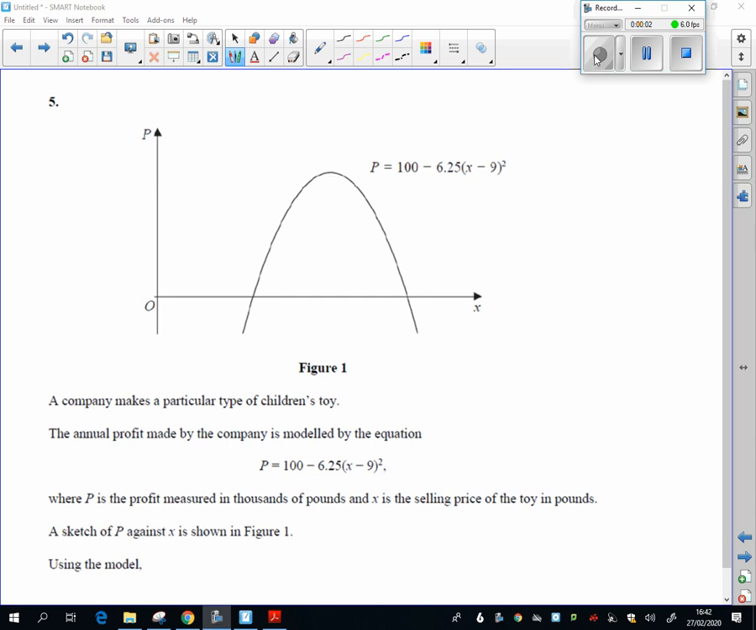Okay, so question 5 is really just about quadratics, but it's quite a fiddly one in terms of getting all the units correct, getting all the wording correct. So you do need to be careful with this type of question.